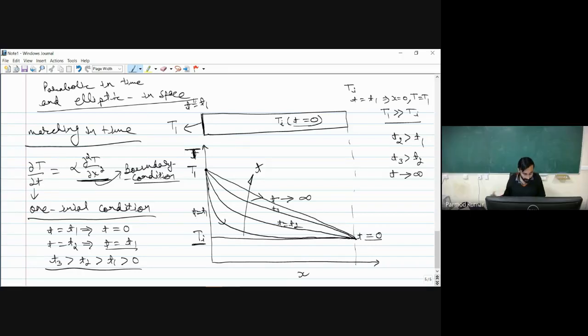Okay, so here what we are having, we have our equation parabolic in time and elliptic in space if we see the physical nature of this particular equation. Okay, now let me take up another example.